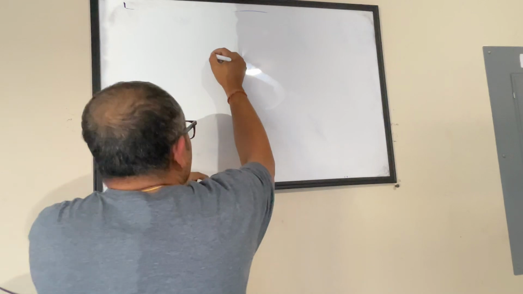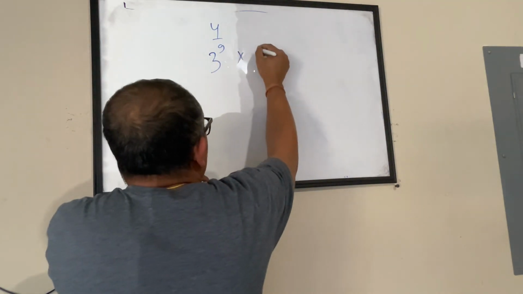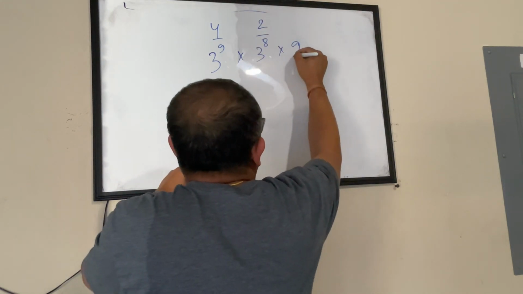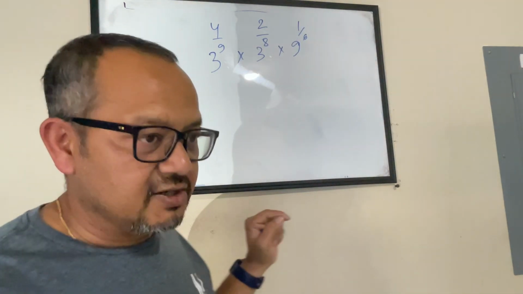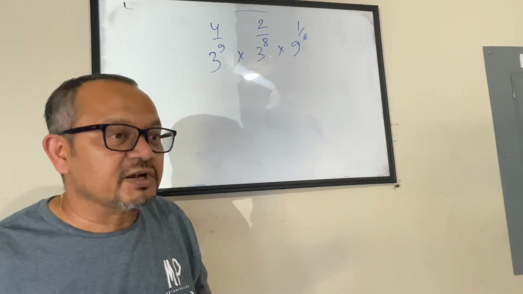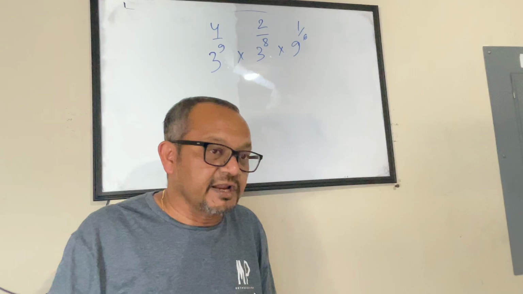So let's do a few more sums and then we'll go to the next part. Let's say I give you 3 to the power 4 by 9 multiplied by 3 to the power 2 by 8 multiplied by 9 to the power 1 by 6. Who all can solve it? Solve it and then raise your hand. I would want everybody in the class to try it. It's okay if you make mistakes, but not trying is not acceptable.